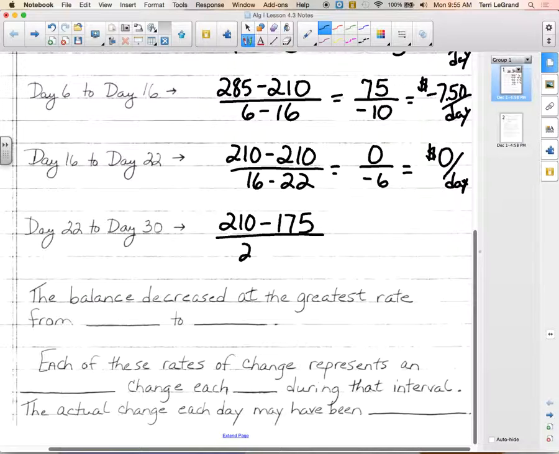22 take away 30, okay? 210 take away 175 is? 35. And 22 take away 30 is? -8.